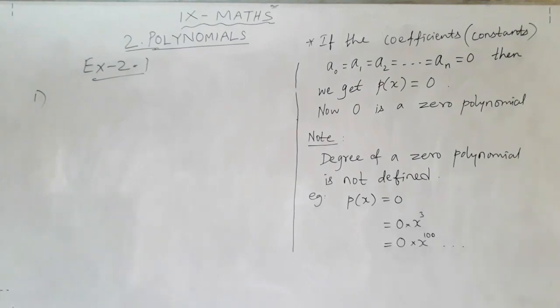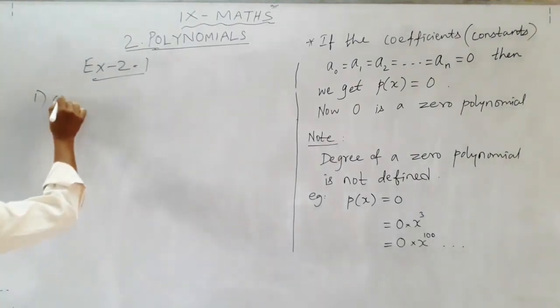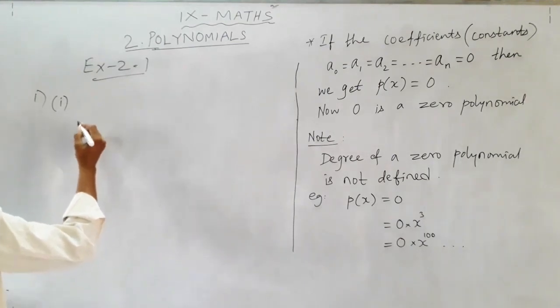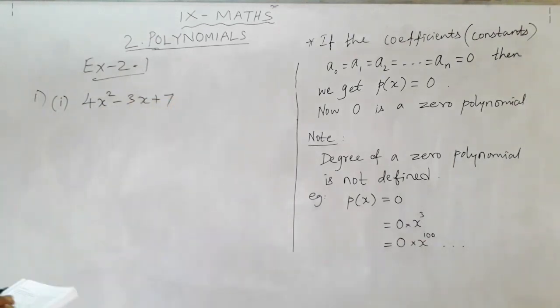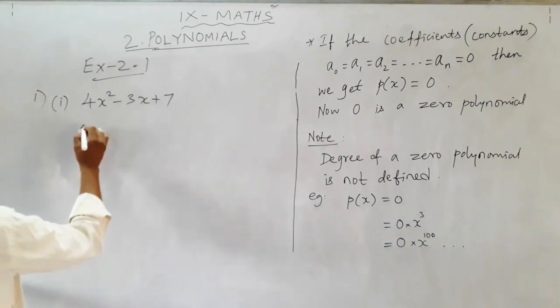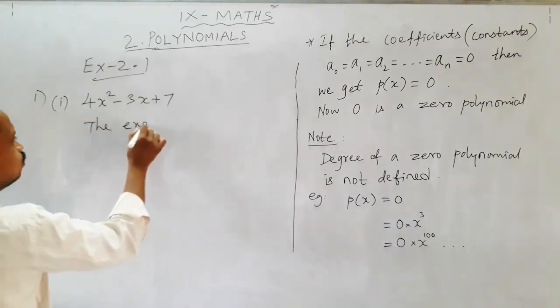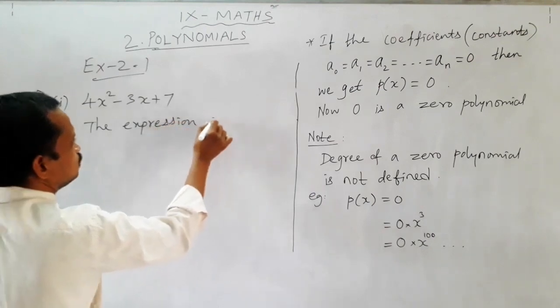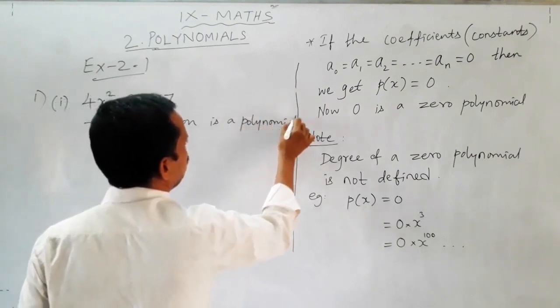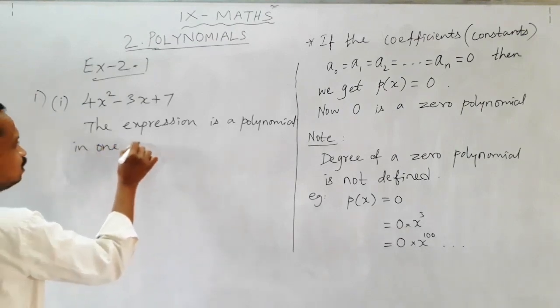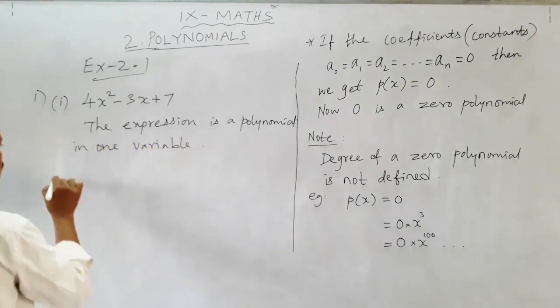So first option, you see what is there. First option, 4x square minus 3x plus 7. Here we have to say whether the following expressions are polynomials in one variable or not, and you have to say the reason also. You see here x is the only variable, so it is a polynomial in one variable. You have to write: the expression is a polynomial in one variable. That variable is x alone used there.